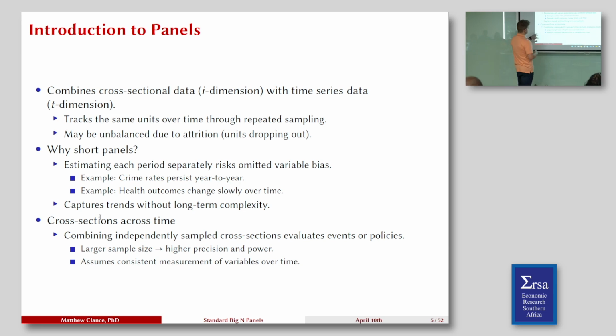Cross-section across time. So we're going to combine independently sampled cross-sections and evaluate events or policies. One of the things that actually helps us out here is that larger sample sizes give higher precision and power. Okay? That's good for us. But it assumes consistent measurements of the variables over time.